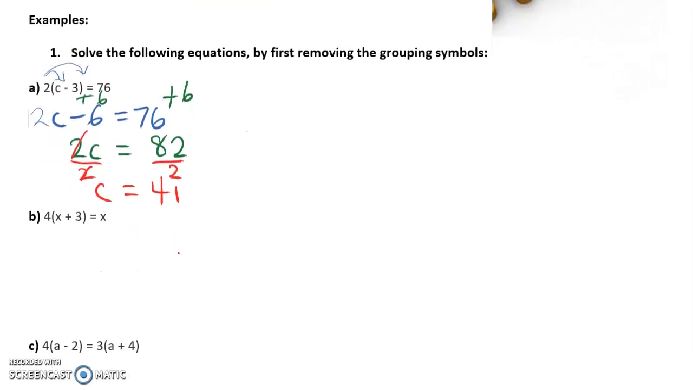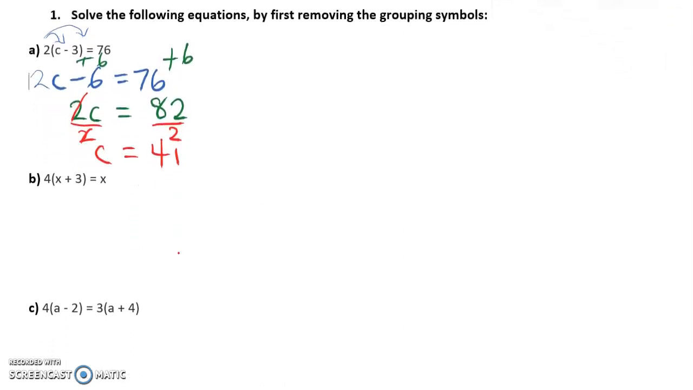So in this section of work, that's what we're trying to do. We're trying to not only just get everything onto one side with the unknown pronumeral, but sometimes we'll have to expand the brackets first. So in the second one, for example, we're going to do 4 multiplied by x, which is 4x. Then we're going to do 4 multiplied by 3, which is 12, and that still equals x.